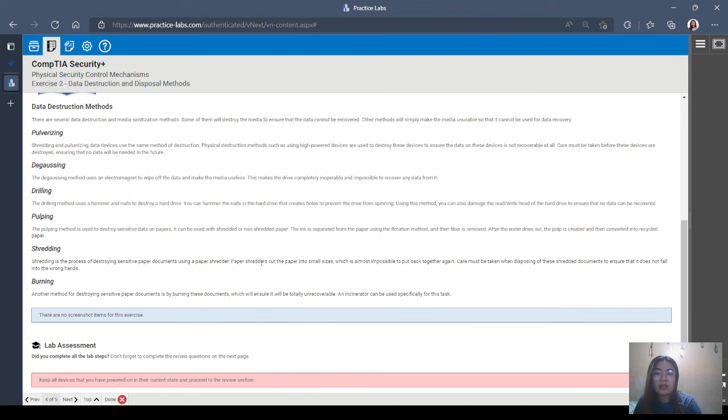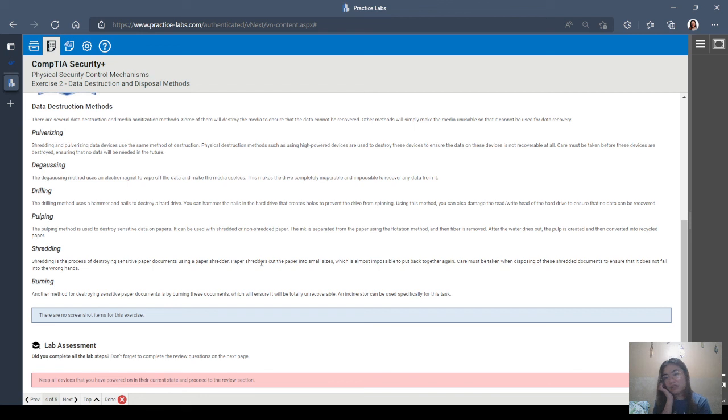Ensure that no data will be needed in the future. The Gaussian method uses an electromagnet to wipe off the data and make the media useless. This makes the drive completely inoperable and impossible to recover any data from it.